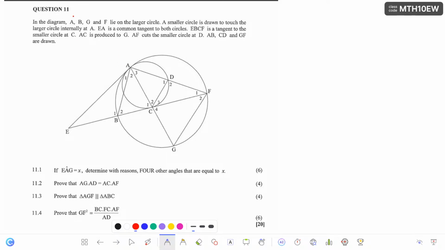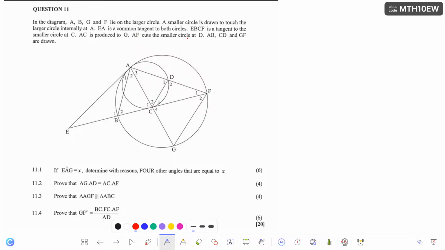So okay, question 11. They said in the diagram, A, B, G, and F lie on the larger circle. A smaller circle is drawn to touch the larger circle internally at A. EA is a common tangent to both circles, and EDCF is a tangent to the circle at C. AC is produced to G.